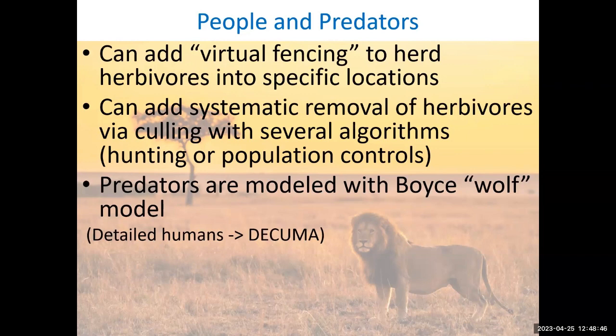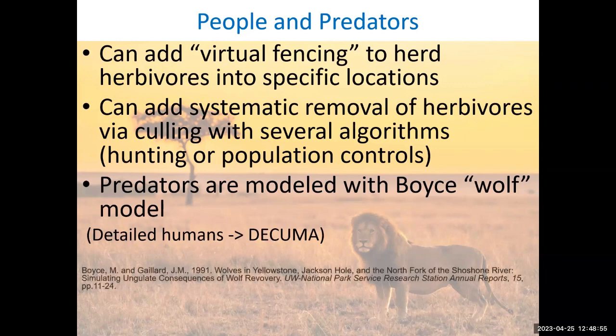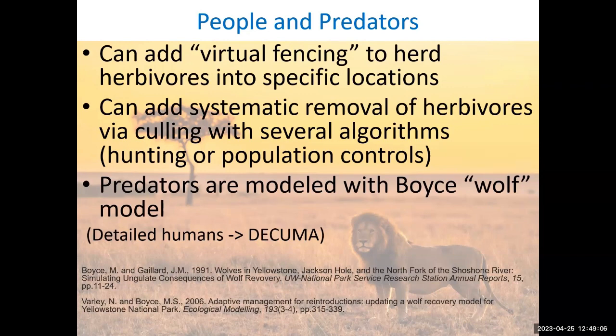I've tuned it up for lions and wild dog and all kinds of stuff, but there's some really good wolf parameters for those working in North America. And again, there's the actual Boyce and Gaillard models. Mark Boyce was the one who developed it. So again, out there, and I can take you through that code as well.